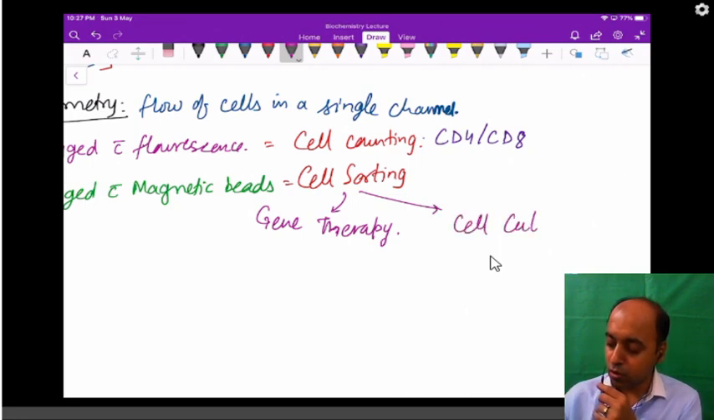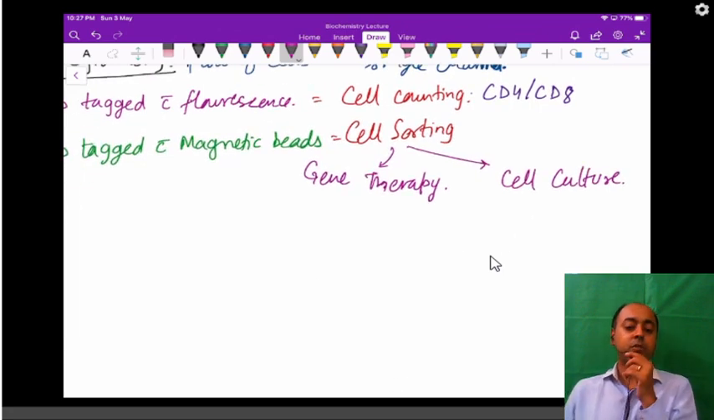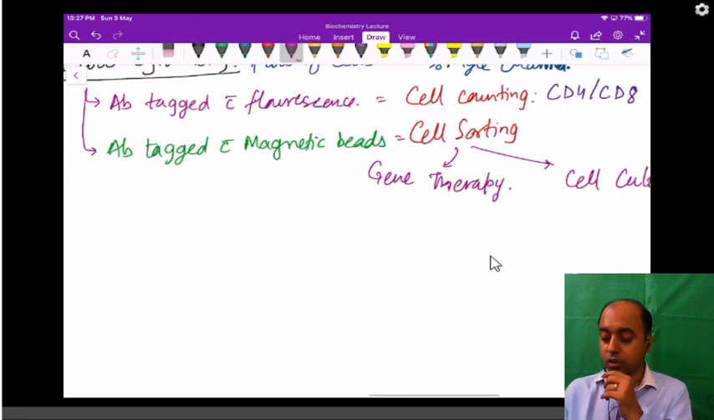You want to grow a certain type of cell, so you have to separate it. And how do you separate it? We separate it by the cell sorting. So remember, the flow cytometry can involve antibodies of two types. Either you can tag them with fluorescence or you can tag the antibodies with magnetic bead.